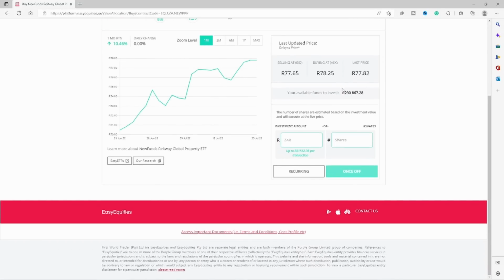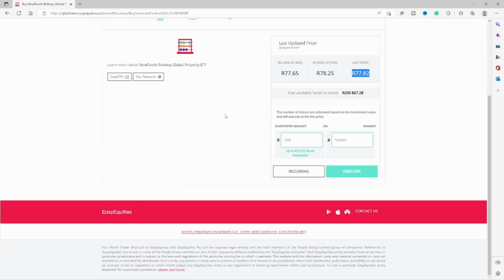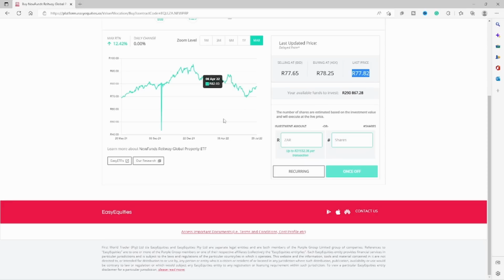As you can see, it is selling at 78 rand, rounding it, and buying at 79 rand, rounding it, and the last price was 78 rand. Okay, so what we're going to do is check on Max how it's been performing for as long as they can tell us. So since the 26th of May 2021, it has been performing quite well.